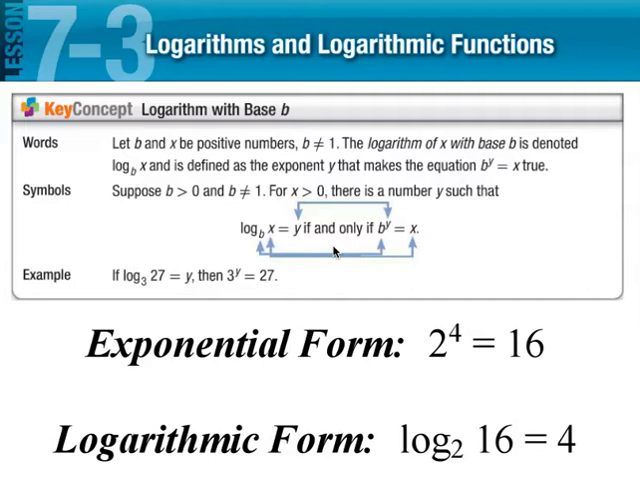And so this problem, 2 to the 4th equals 16. How would I write that in logarithmic form? That's log base 2 of 16 equals 4. And so what we're going to do is talk about how you first of all write in exponential form and write in logarithmic form, and then we're going to solve some equations.